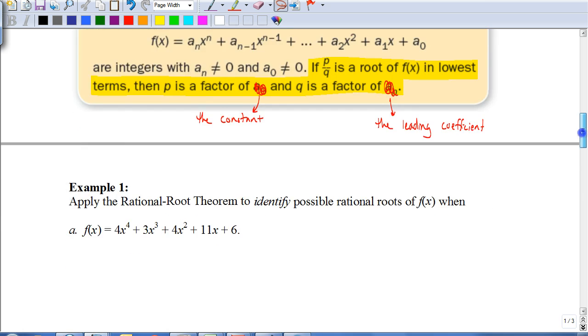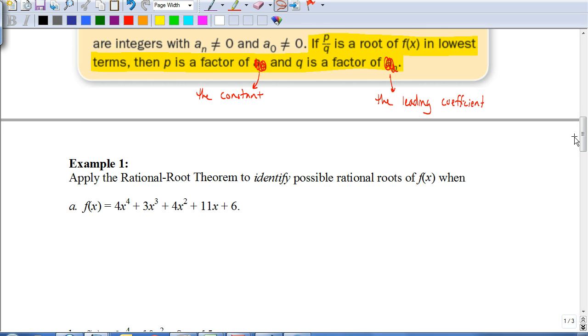Here's what I mean by this p divided by q stuff. Let's look at this example. It says, apply the rational root theorem to identify the possible rational roots of the function when we're given this equation: 4x to the fourth plus 3x cubed plus 4x squared plus 11x plus 6. So to find all the possible rational roots, what I want to do is this. I want to set this up as my p over q.